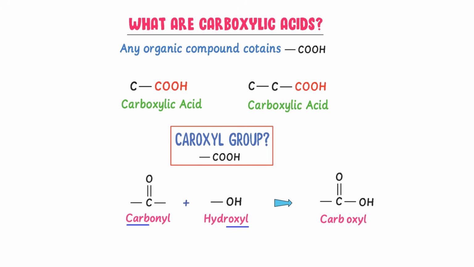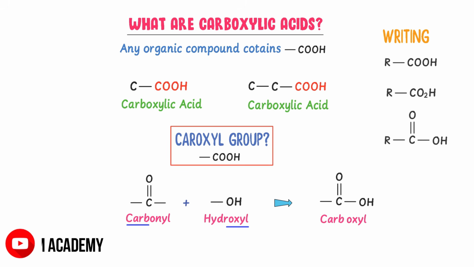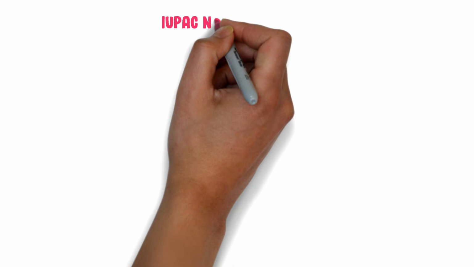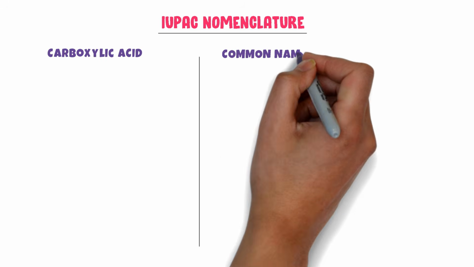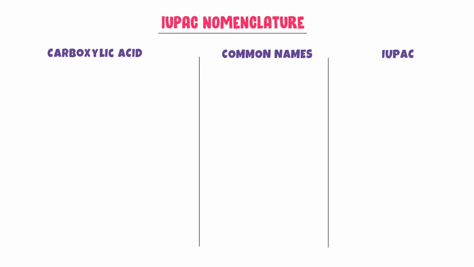Note it down that we write carboxylic acids as RCOOH, RCO2H, RC double bond O, single bond OH. So these are the different methods or different formats of writing carboxylic acids. Now let me teach you the IUPAC nomenclature of carboxylic acids. We will learn both the common names and IUPAC names of carboxylic acids.